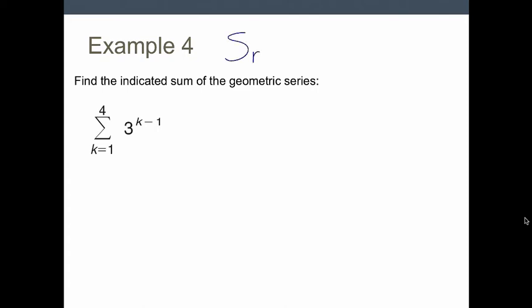So the formula, just to remind you, is S sub n equals a sub 1 times 1 minus r to the power of n over 1 minus r. So applying that, n is that term number that we're stopping on. So here it says find the sum from 1 to 4. So the term number we're stopping on is 4 because we're finding the sum of 4 terms total, 1 through 4.